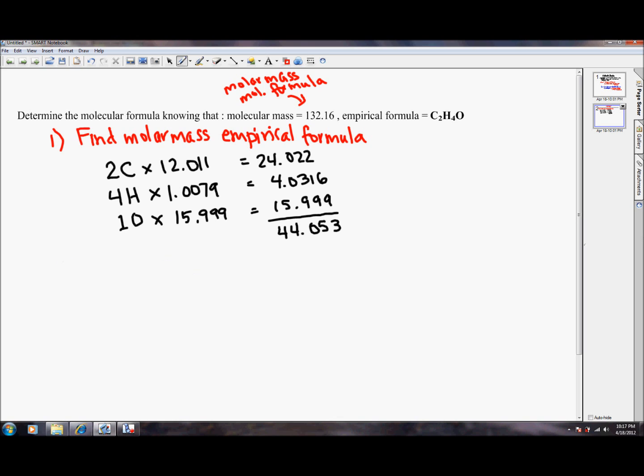Part 2, we're going to find the multiplier. Now, the multiplier is a whole number. It has to be at least 1, and it can go up to pretty much any number. Now, you're not going to get huge numbers here, but it will be a whole number. That's the key. Now remember, we said that this is the molar mass of the molecular formula over the molar mass of empirical.